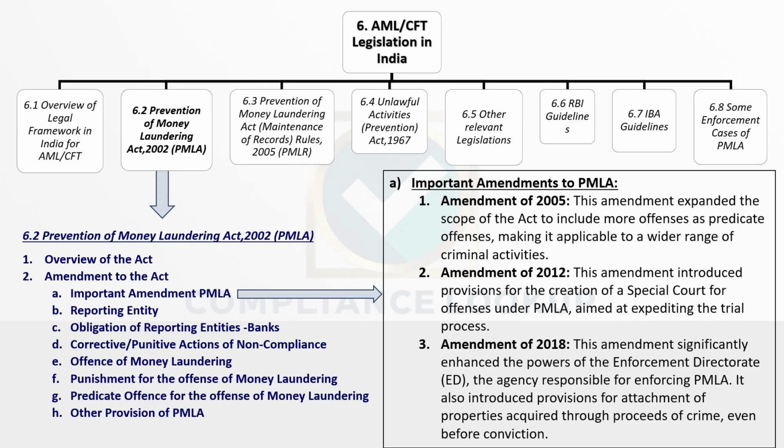1. Amendment of 2005. This amendment was crucial in expanding the reach of PMLA by including more offences as predicate offences. A predicate offence is a criminal offence that generates proceeds of crime, which then become the subject of laundering. By widening the range of such offences, PMLA could now target a broader spectrum of criminal activities. This allowed authorities to pursue not only traditional crimes like drug trafficking but also economic crimes such as tax evasion or fraud.